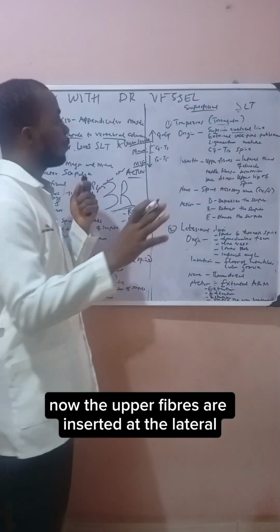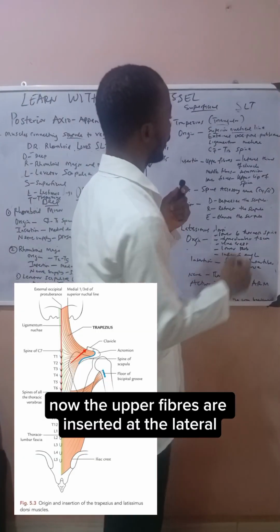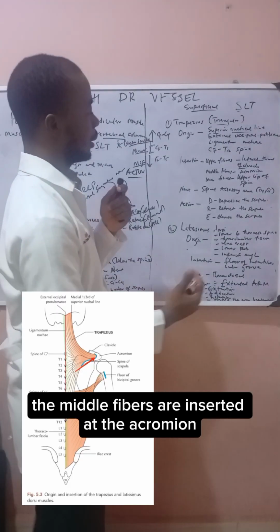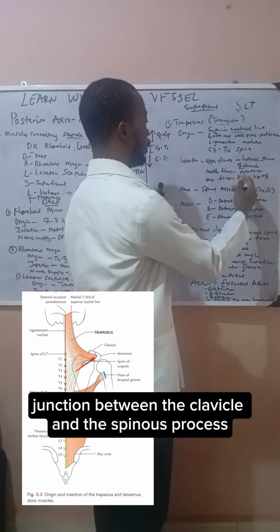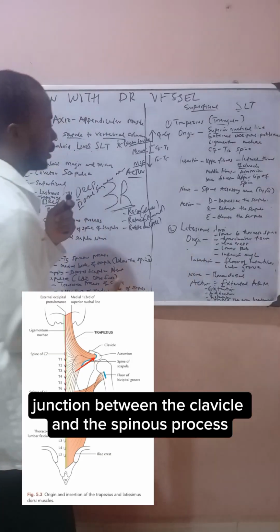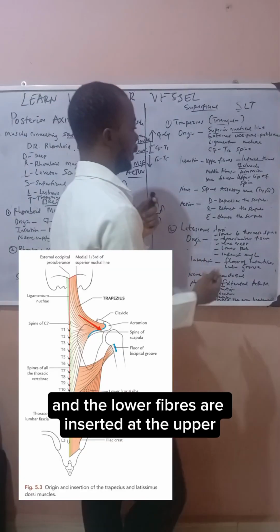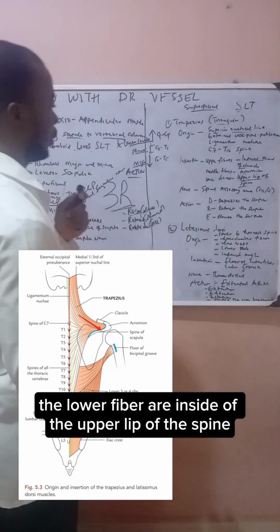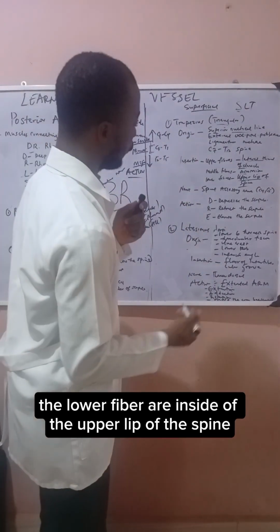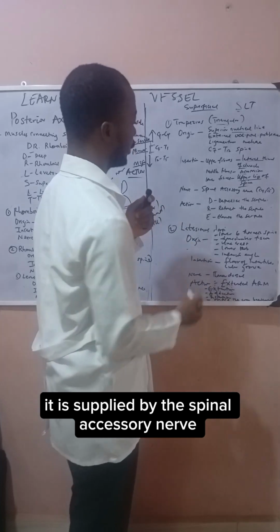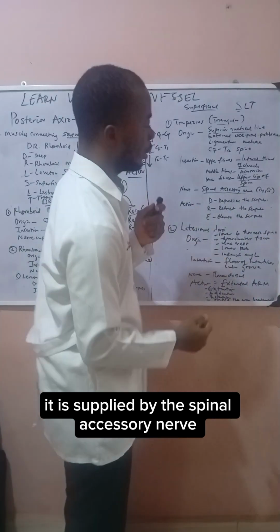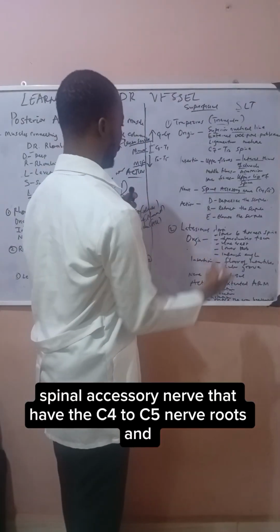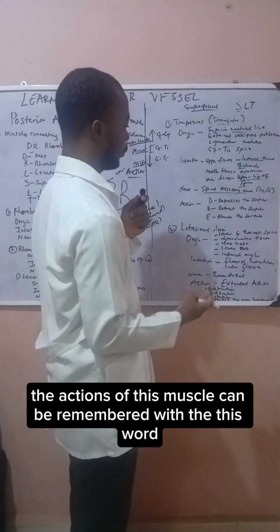Now, the upper fibers are inserted at the lateral third of the clavicle, while the medial fibers are inserted at the acromion, the junction between the clavicle and the spine, and the lower fibers are inserted at the upper lip of the spine. For nerve supply, it is supplied by the spinal accessory nerve, which has the C4 to C5 nerve roots.